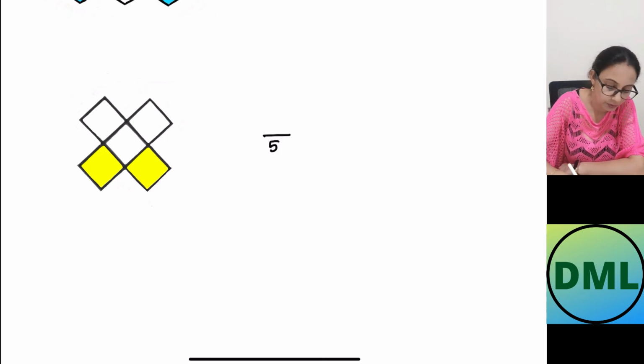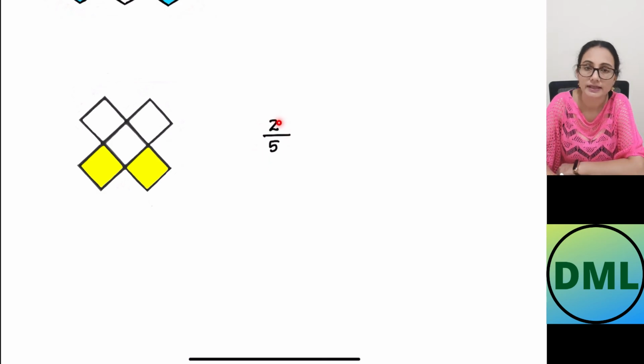So I will write down 2 in the numerator. That means 2/5 of the figure is yellow. Out of 5 parts, 1, 2, 3, 4, 5 parts, 2 parts are yellow. That is the meaning.